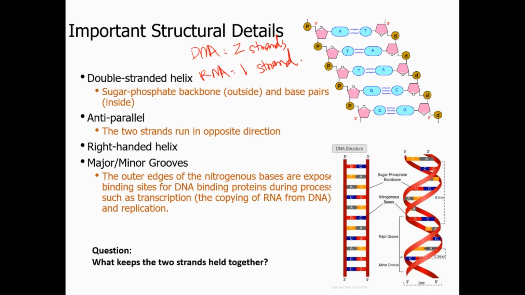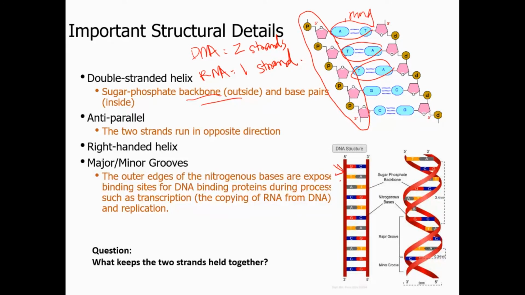So the double-stranded helix has the sugar phosphate backbone, and it's always going to be on the outside. So that's going to be this part right here, or in this picture, that's going to be the backbone. And then the base pairs are going to be on the inside, right? So this is a base pair, base pair, base pair right here. They're going to be the rungs of the ladder.